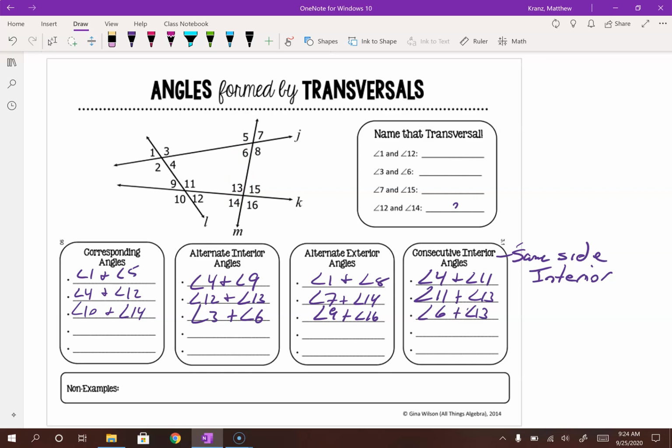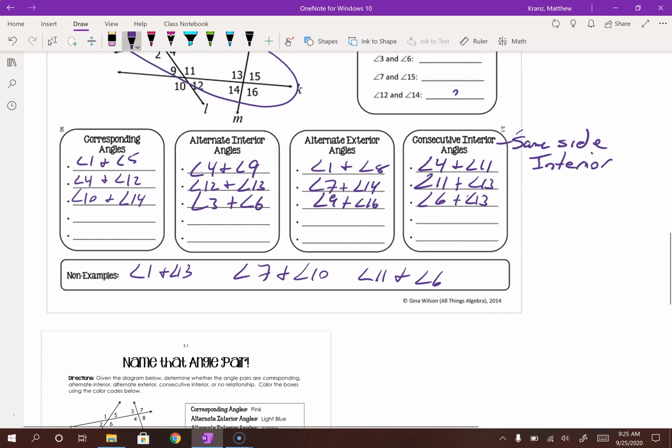All right, now, what about examples that have no relationship? So, for example, if I look at 4 and 13, I said that they have to be next to each other, right? Like this. They can't be diagonal. Diagonal ones don't have that name of a relationship. So like angle 1 and angle 13. Angle 7 and angle 10. Angle 11 and angle 6. Those are all ones that don't have their own relationships.